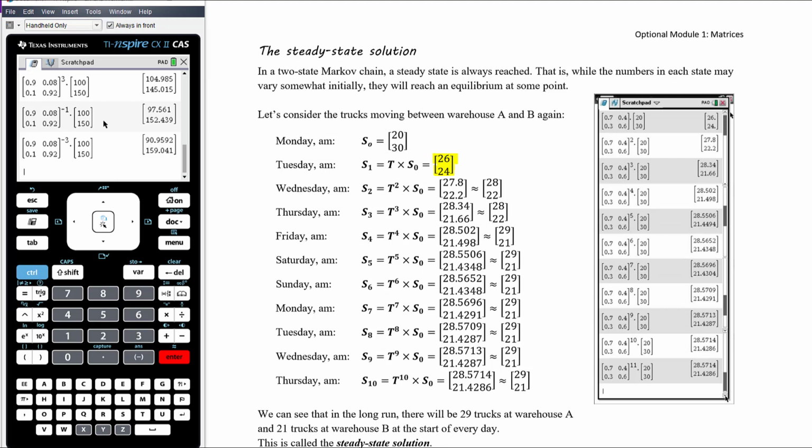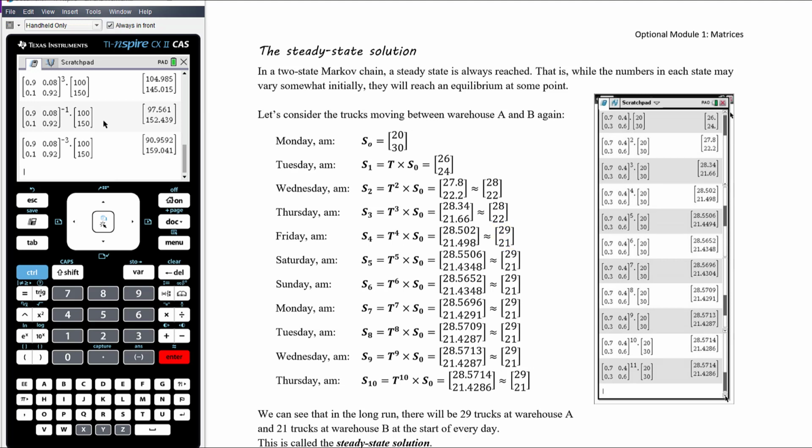Then on Wednesday, we apply the transition again, and we now have 28 trucks at warehouse A and 22 trucks at warehouse B. Thursday, we apply the transition once again, so now it's T cubed times the initial state, and we've got 28 trucks at warehouse A. I'm having to round, so they're not exactly the same numbers if they're not rounded, but in terms of whole numbers, we still have 28 trucks and 22 trucks. Stage 4, again we multiply by the transition matrix, and we're now seeing 29 trucks at warehouse A and 21 trucks at warehouse B.